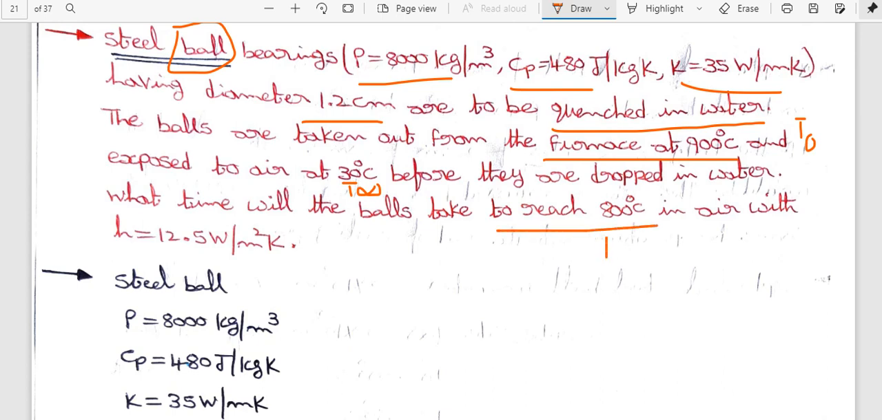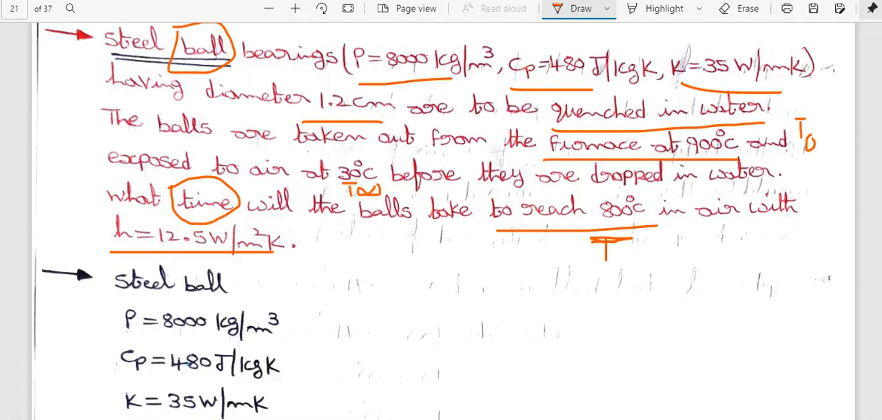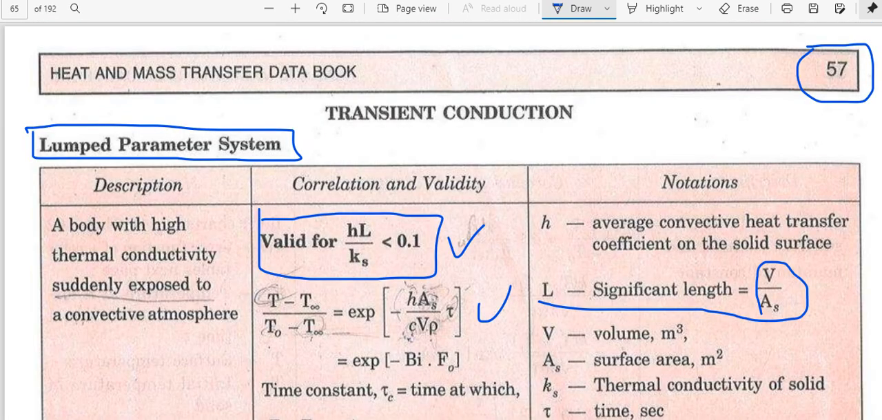So this is the T value, in air with H equal to the given value. First of all, what will the time be? Time means transient heat conduction, that is the unsteady state. It depends upon the change in time. That's why I am considering data book page number 57. First we need to calculate the LC value.